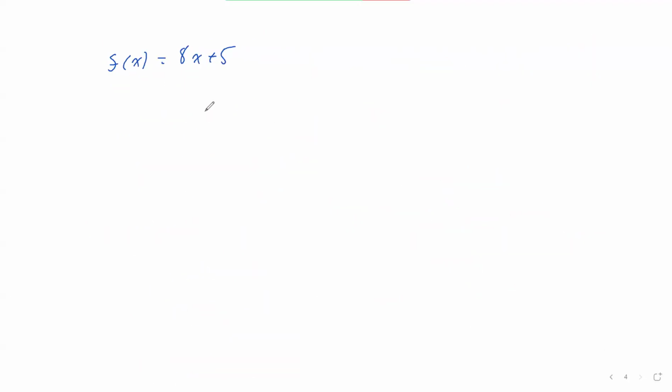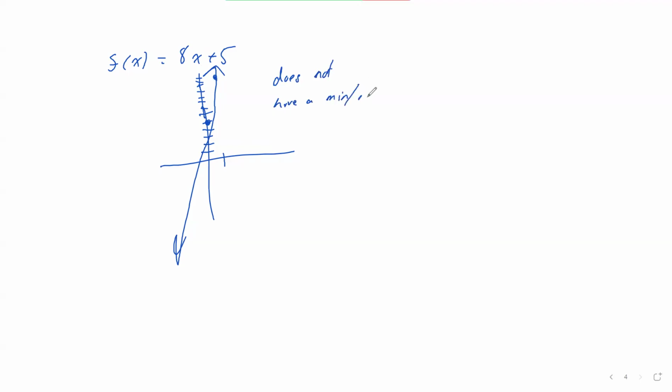But if I was to graph 8x plus 5, that'd be 1, 2, 3, 4, 5, and then I go up 1, 2, 3, 4, 5, 6, 7, 8 over 1. We'll just roughly say that's the graph. Does this have a min or a max? Hopefully you're saying no. So a linear function does not have a min or a max. There's a random question in your homework that asked this, so I thought I should bring it up.